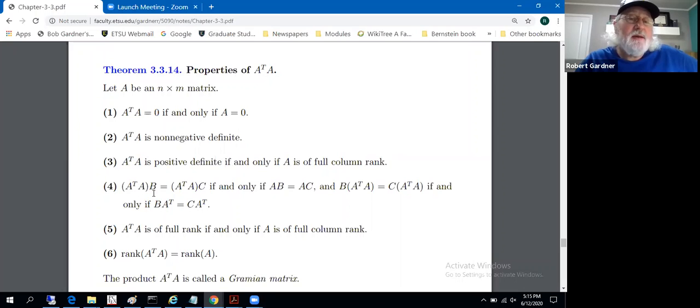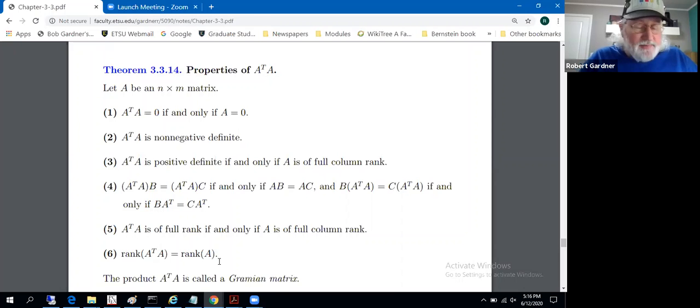A transpose A times matrix B equals A transpose A times matrix C if and only if AB equals AC. So some multiplication by B and C on the right. We get a similar type result by multiplying by B and C on the left, and a similar type conclusion, except this one has transposes in it. The A's are on the other side in this one as well. We multiplied on the other side. A transpose A is full rank if and only if A is full column rank. And this is a clean one here. The rank of A transpose A equals the rank of A.